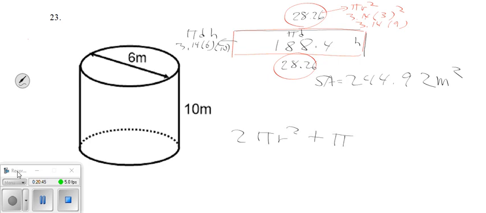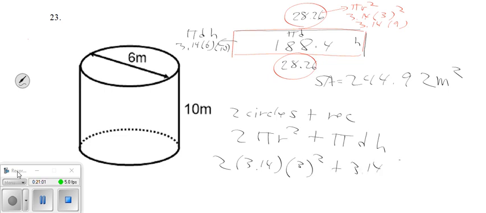Plus pi dh. If you're having a hard time, just write this one here: 2 circles and a rectangle. That'll help you remember what it is, right? So 2 pi r squared is 2 times 3.14 times 3 squared plus 3.14 times 6 times 10. Well, we already know what this is. That's going to be 188.4 when I simplify, because we already did that calculation.